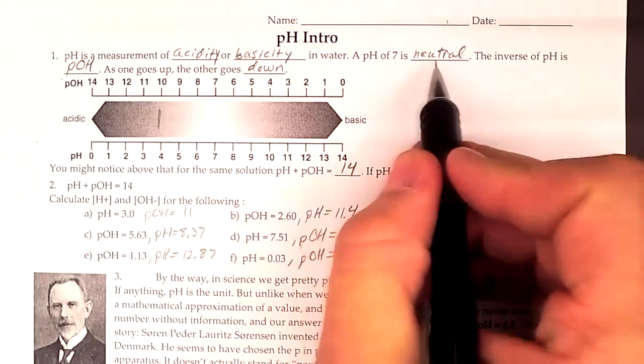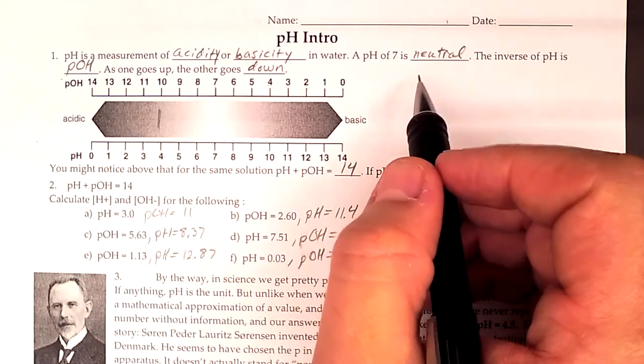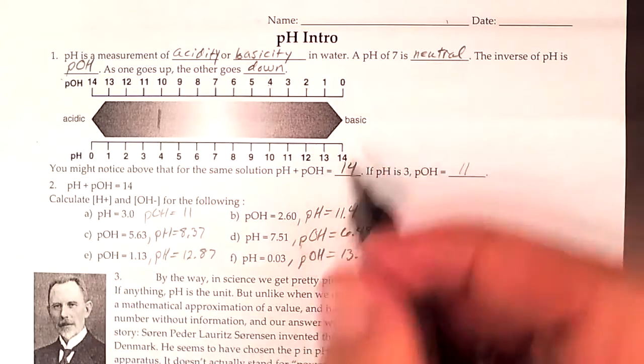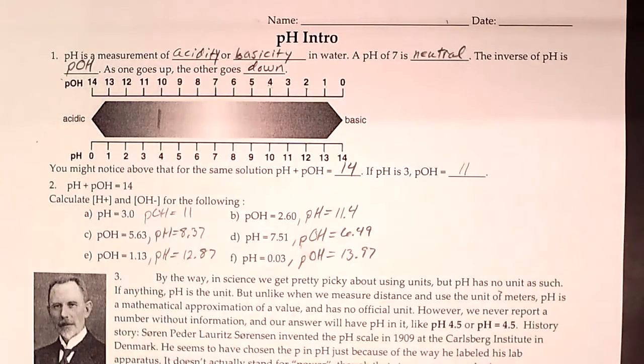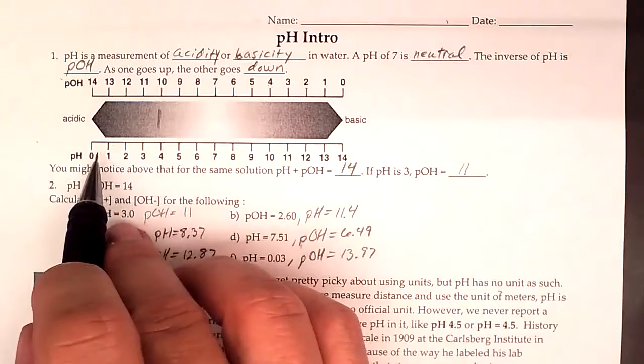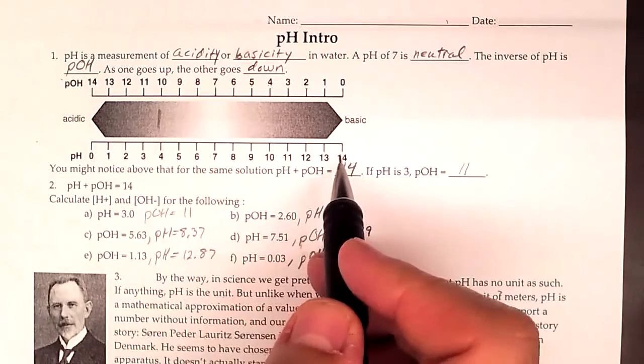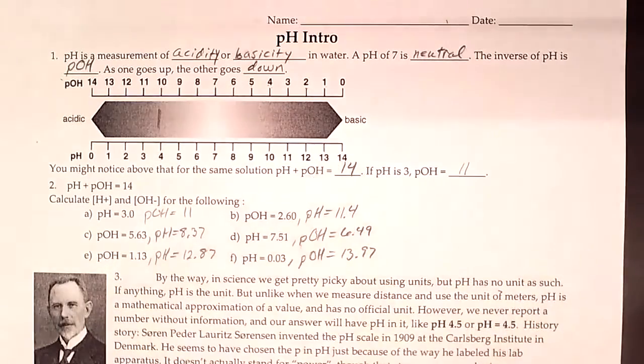So a pH of 7 is neutral. For the purposes of this class and even the AP class, pH 7 is neutral. The range only goes from 0 to 14 because of the nature of water. Most people probably don't want me to get into exactly why, so I'm going to skip exactly why right now.